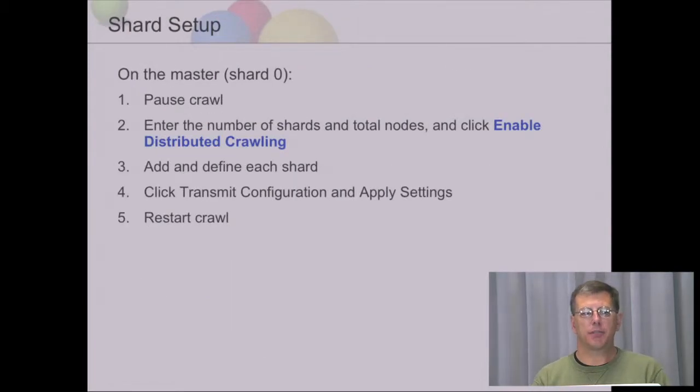The way to set this up, on the master, meaning shard 0, we will pause the crawl, enter the number of shards and the total number of nodes, and then click Enable Distributed Crawling. There we'll add and define each shard, and then we'll click Transmit Configuration, and then Apply Settings. And then we'll restart the crawl on the master.